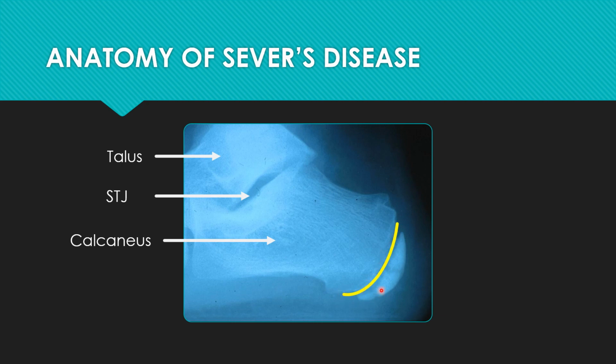But you can see this is the back of the heel bone, and the growth plate joins that back of the heel bone to the main body of the bone here. This is where the problems and symptoms arise in Sever's disease or calcaneal apophysitis. An apophysis is a growth plate that's under traction, as opposed to a normal growth plate, which we refer to as an epiphysis.